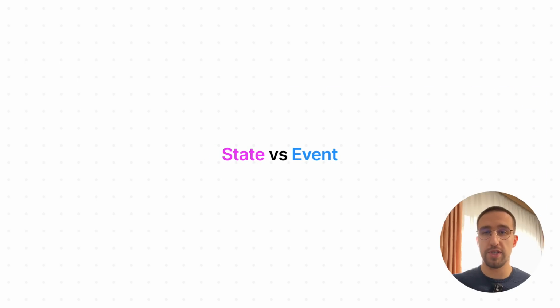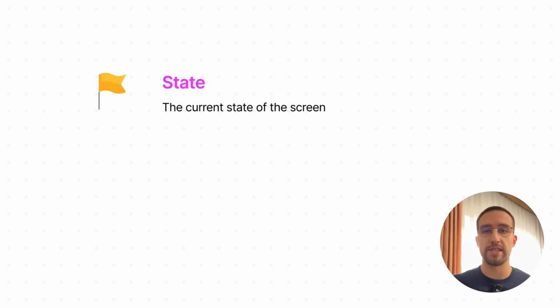Well, in Jetpack Compose, we have to deal with two different kinds of data. The first one is a UI state, which represents the current state of our screen. Like, for example, values for different text fields like name, email and password, then the loading state of our data, user profile information, and more.